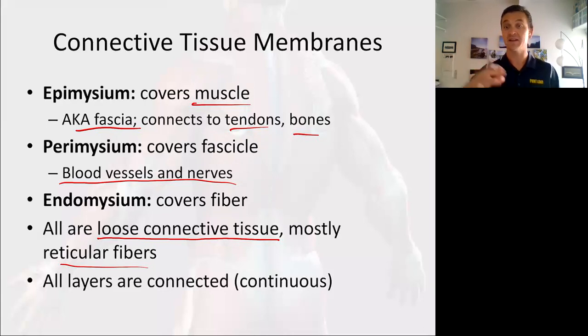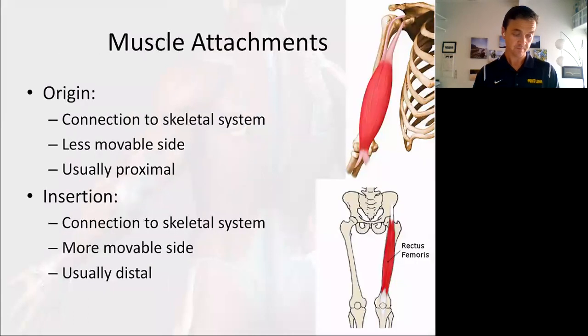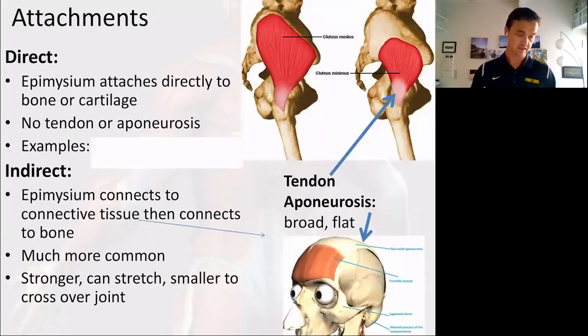It's not that way. Everything is interconnected, and that's a big part of the dissection, is getting in there and separating out each piece. All right, so a couple different ways that muscles attach to bones, okay? And there's two general terms for the attachment sites, the origin and the insertion. The origin is a connection to the skeletal system, same as the insertion, okay? The origin is the less movable side, and it's usually proximal, whereas the insertion is the more movable side, and it's usually distal, okay? So that's the attachments.